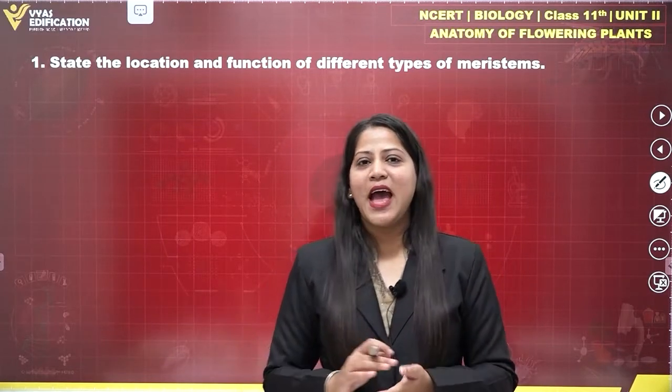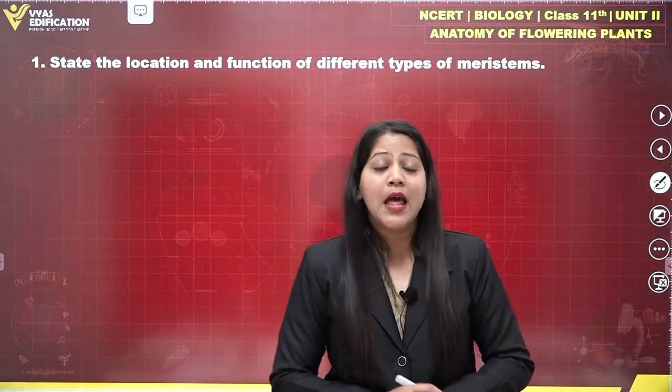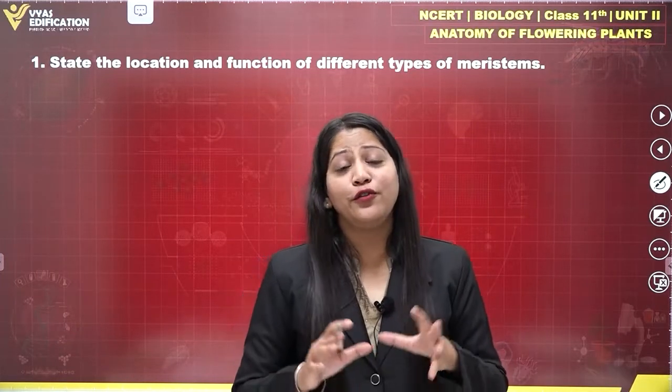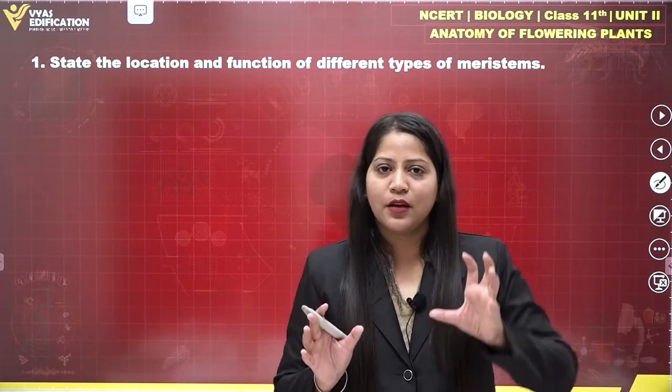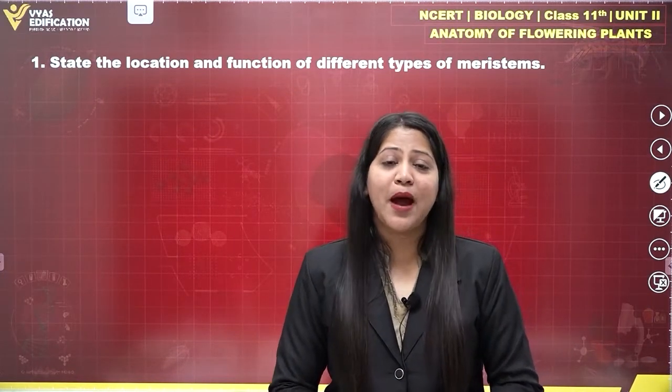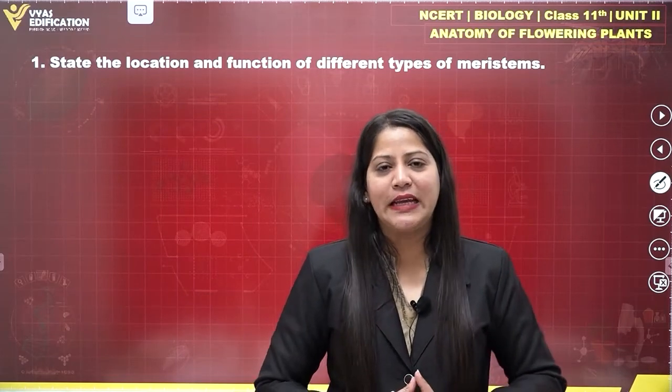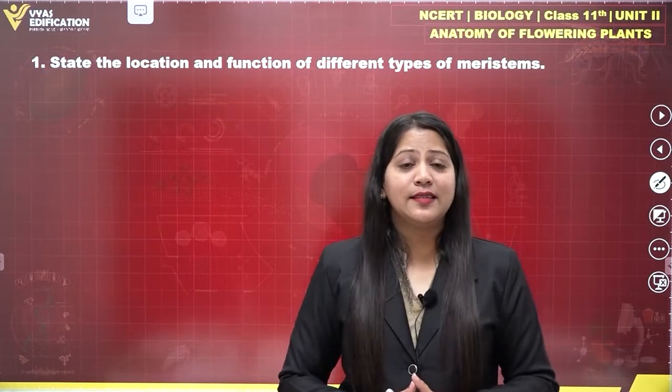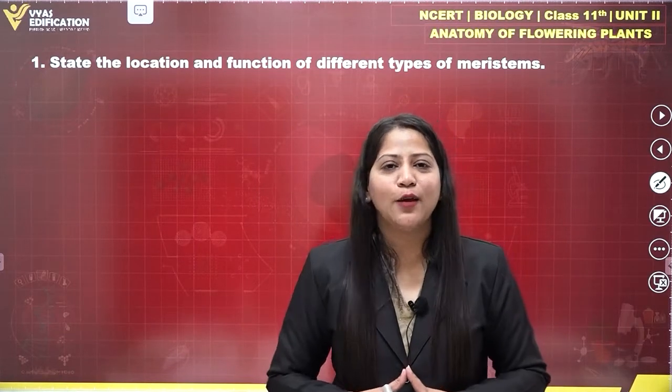Then the last one we have is lateral meristem. Now this lateral meristem is of two types, that is cork cambium and vascular cambium. Cork cambium and vascular cambium are the two types of lateral meristem. So let's discuss the first one, that is cork cambium, which is also known as phellogen.